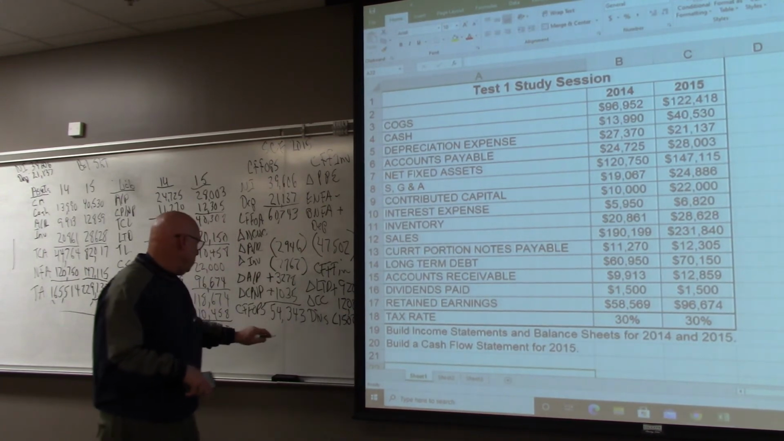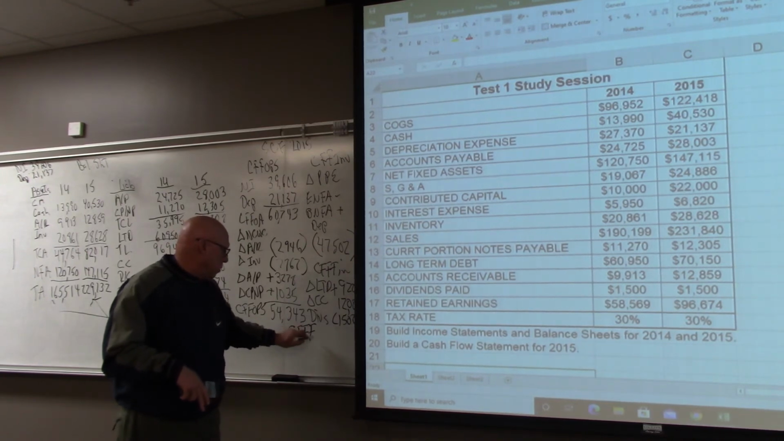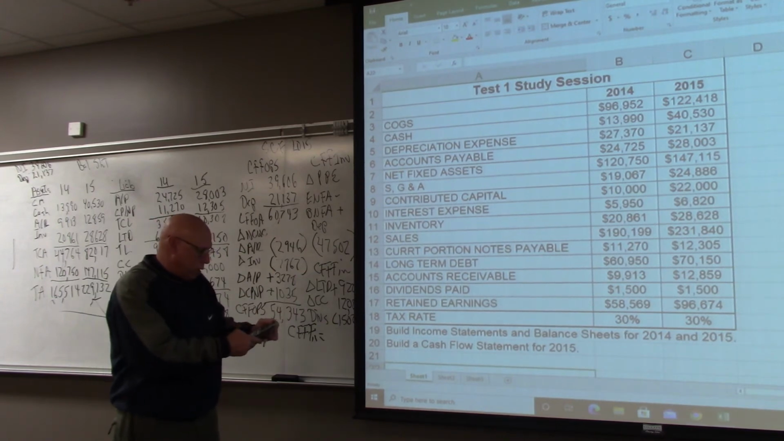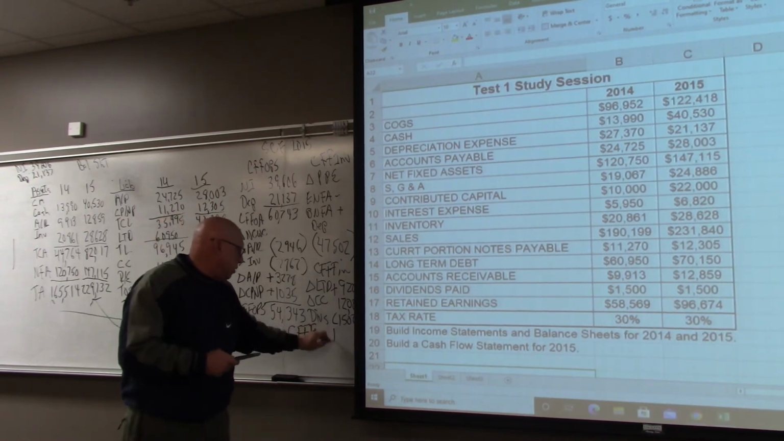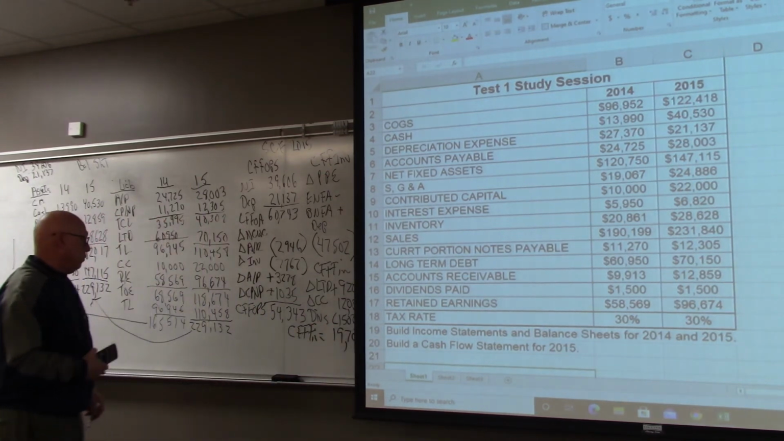So, cash flow from financing is equal to $9,200 plus $12,000 minus $1,500 equals $19,700. Cash flow from financing.